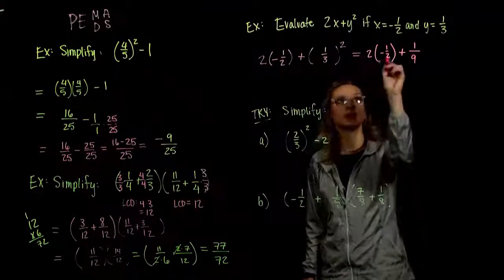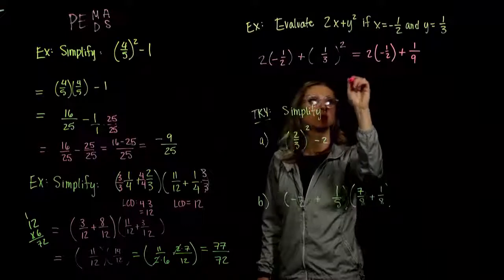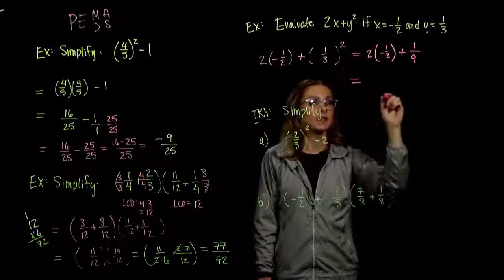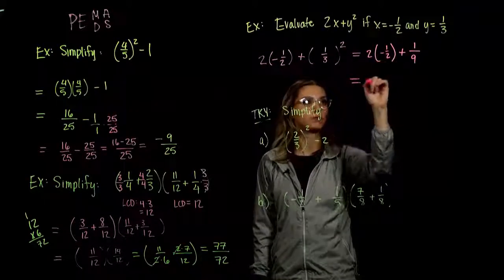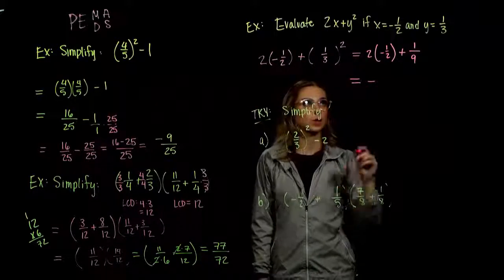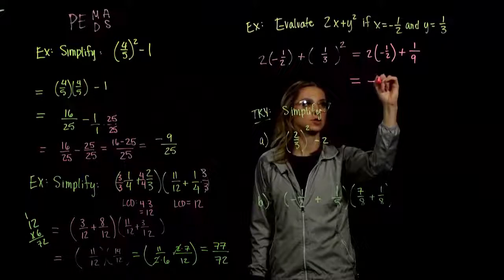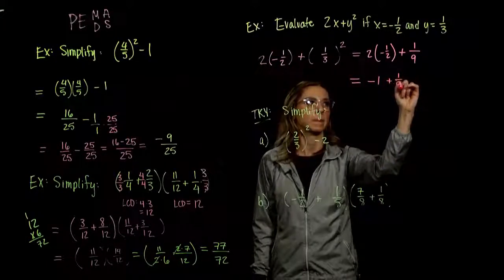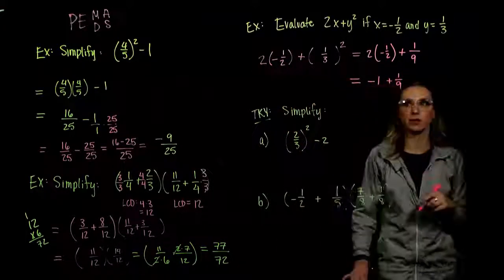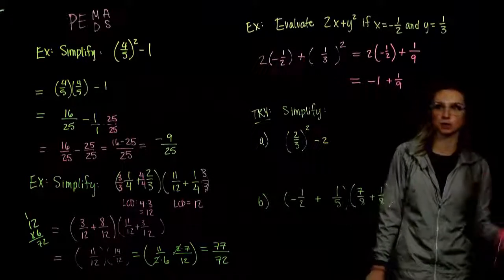Multiplication is next. So when we multiply these guys together, what are we going to get? I've got a positive times a negative, which is a negative. And what is 1/2 of 2? 1/2 of 2 is just 1. So we're trying to combine these two together. Now we're on to addition and subtraction.